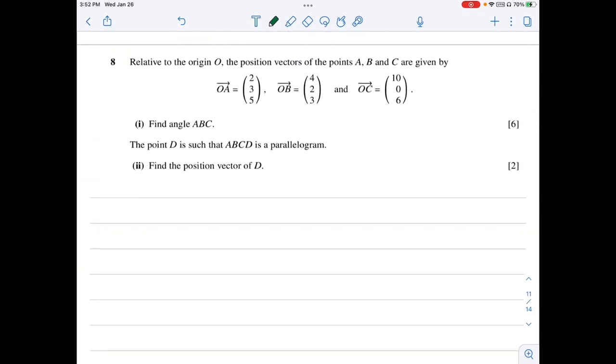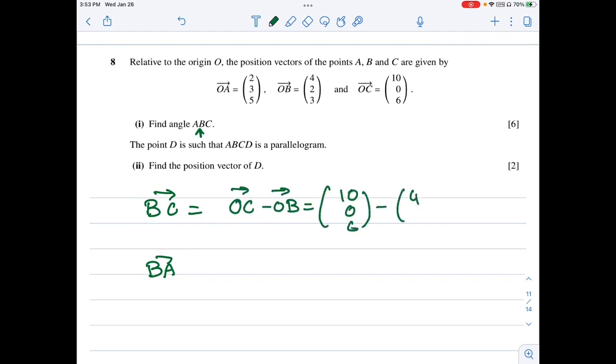Relative to the origin, the position vectors of A, B, C are given as OA, OB, OC. Find the angle ABC. So B is the midpoint. I have to find BC and BA. How do I get it out? BC is OC minus OB, second vector minus first vector. (10, 0, 6) minus (4, 2, 3), which is going to be (6, -2, 3).